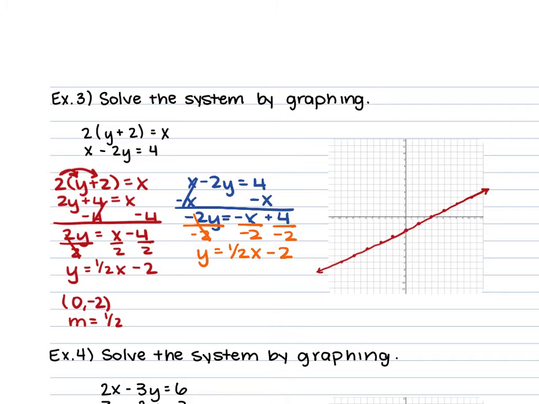Now look at what you have here. This equation is the same exact one as the one that we first did. So your line's literally going to go right over that first line that you drew on that coordinate plane.